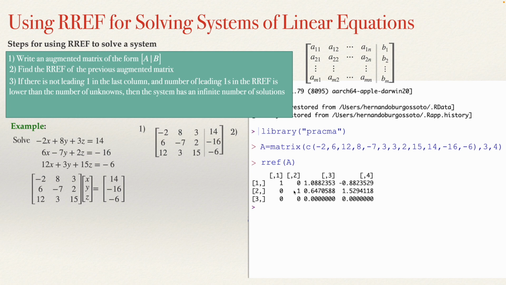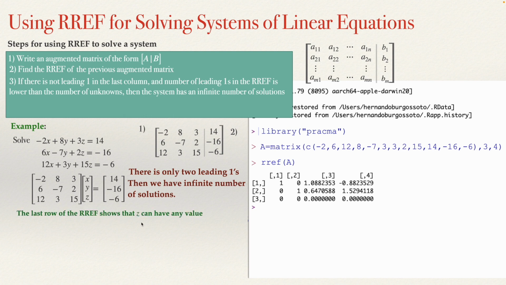And how do we write this solution? It means z, the value of the last variable, could be any real number. So I'm going to type that because there are only 2 leading ones, we have an infinite number of solutions. And what will be the solution? z will be any number. The last row of the reduced row echelon form shows that z can have any value. So the value of z could be any real number, but the value of y depends on it.